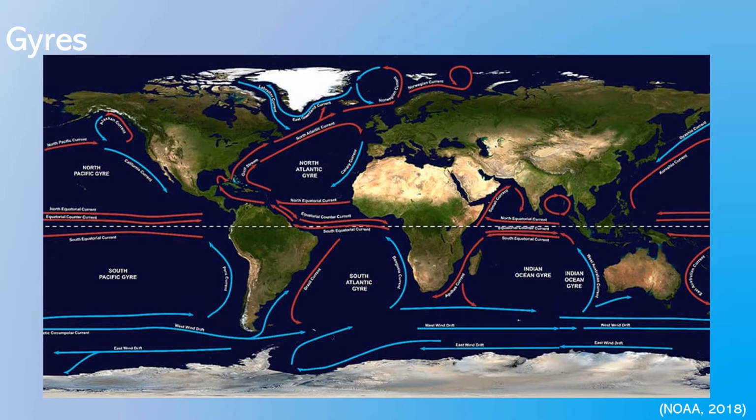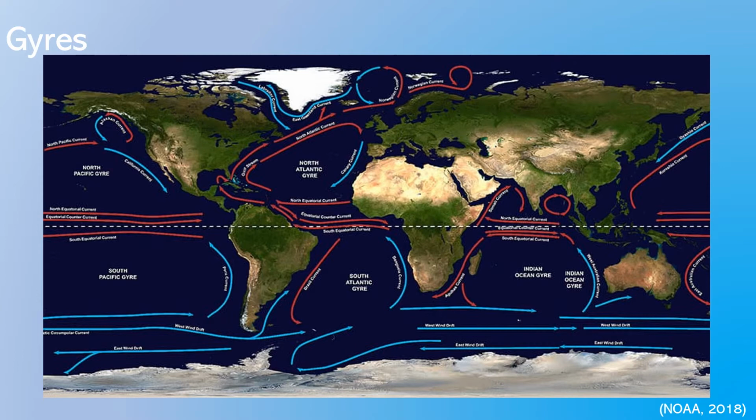Currents can lead to gyres, which are loops of circulations of water found in the major ocean basins. There are 5 major gyres: ones that flow clockwise in the northern hemisphere, the North Atlantic and Pacific, and ones that flow counterclockwise in the southern hemisphere, which are the South Atlantic, South Pacific, and Indian Ocean. This is because of the Earth's rotation and the Coriolis effect. The closest gyre to the UK is the North Atlantic gyre.